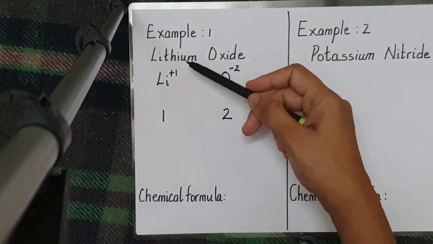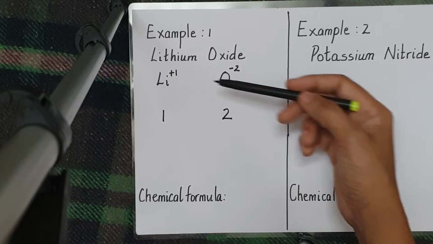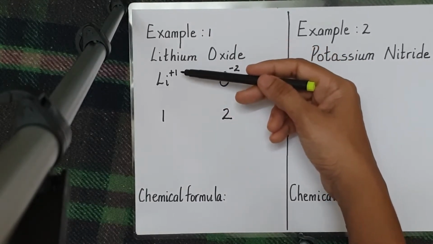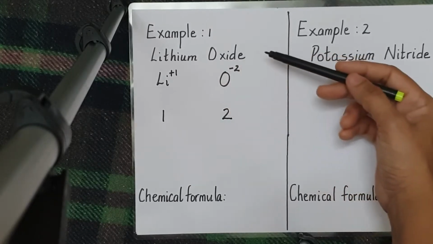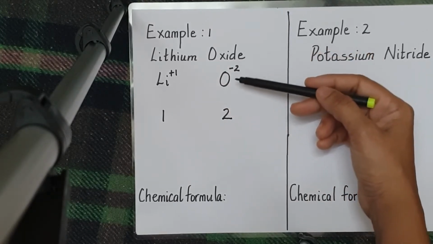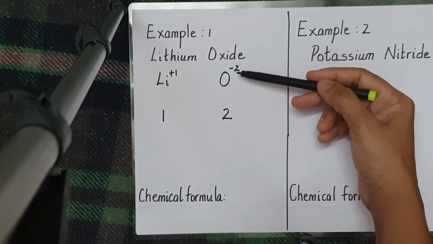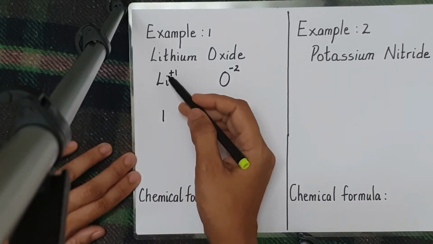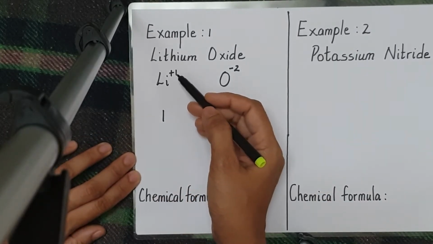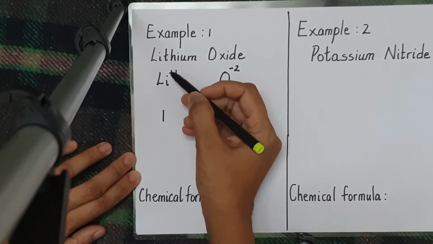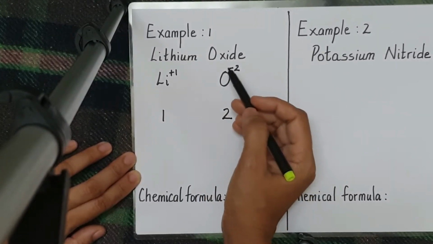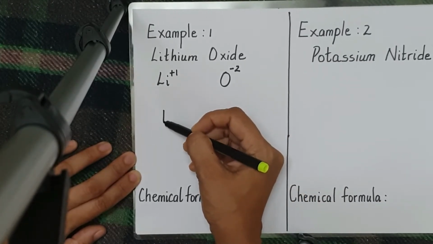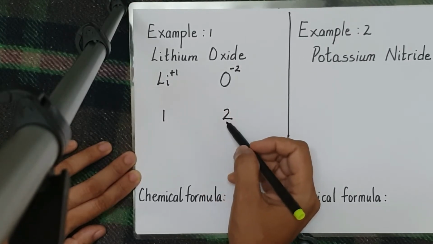In the first example, we have lithium oxide. So we are going to write the formula for the element. For lithium it is Li and the formula for oxygen is O. Oxide is the term given to the ionic form of oxygen. Next we are going to write the charge on lithium and its valency. Lithium has a +1 charge and oxygen has a -2 charge. If you have to write the valency now, lithium has a valency of 1 and oxygen has 2.